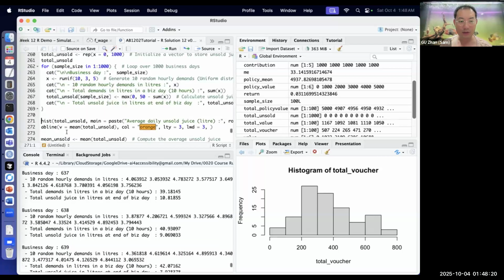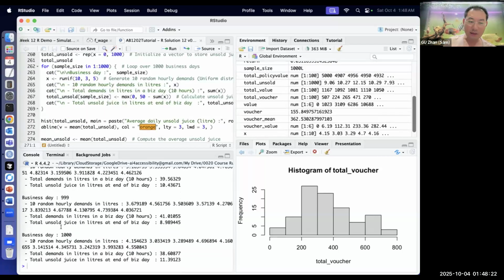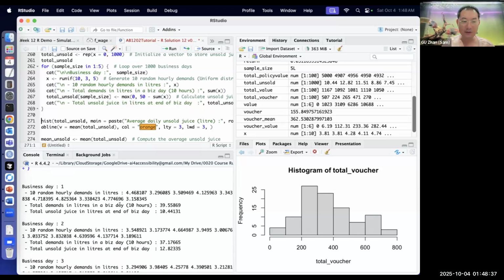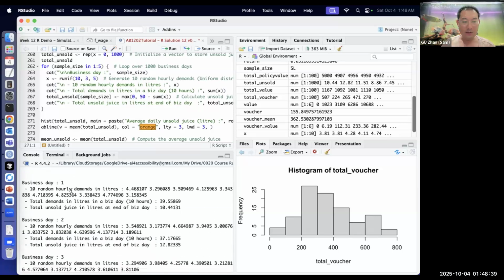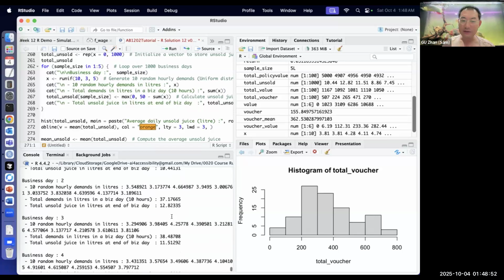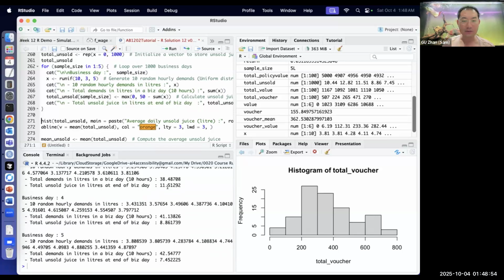Okay, so run it. I have iterated 1,000 times. In fact, I would recommend you start from a small one, even from 5. Let's do 5 simulations. You should start from 5 first before you scale up. So 10 random hourly demands, these are the 10 numbers. Total demand, you sum them together. Total unsold is 50 minus that value. Yeah, every day on average, you will have some unsold ones. It's rarely that you have sold everything.